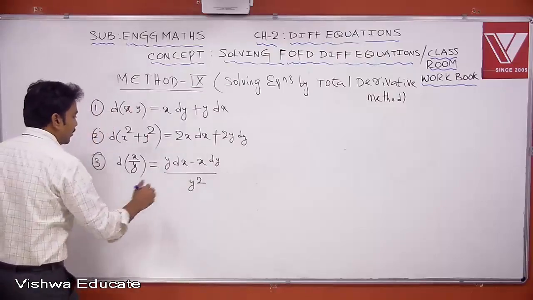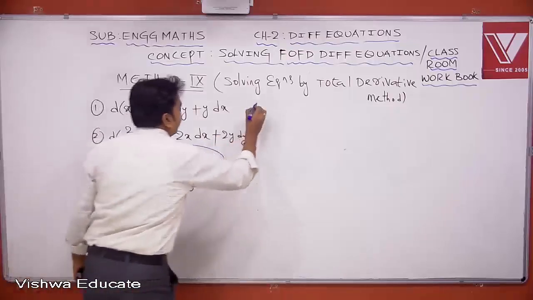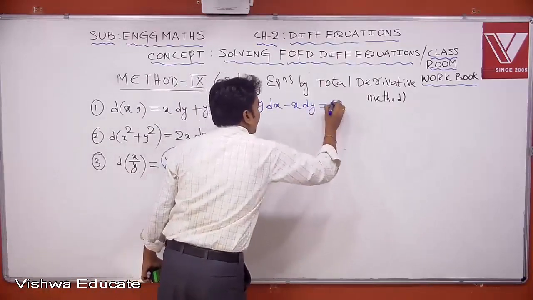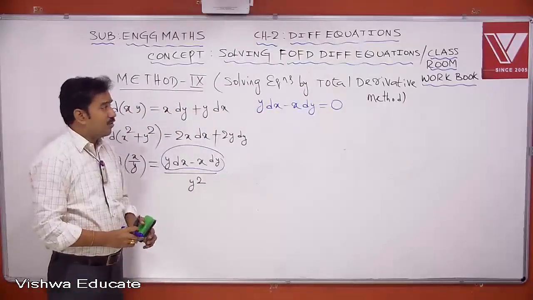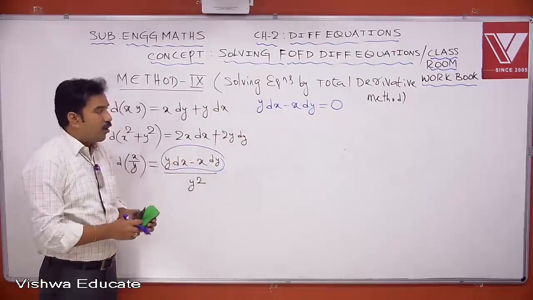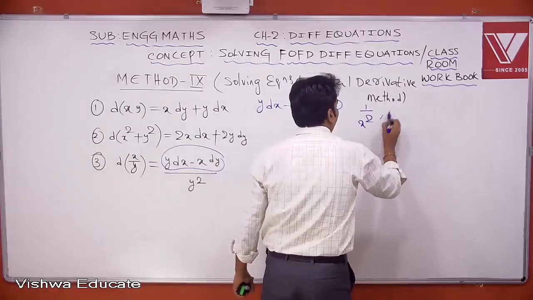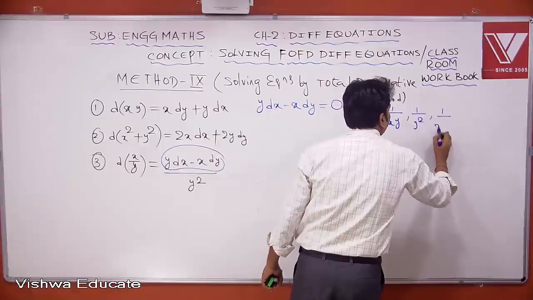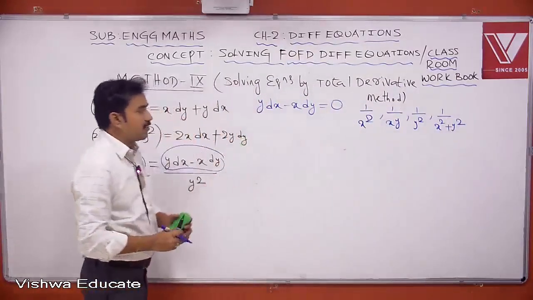Now concentrate on the equation y dx minus x dy equal to 0. Let us analyze the integrating factors of y dx minus x dy equal to 0. In earlier sessions, when we went through integrating factors, we started with this example. It has multiple integrating factors: 1 by x square, 1 by xy, 1 by y square, and 1 by x square plus y square. All these are integrating factors of this particular equation.